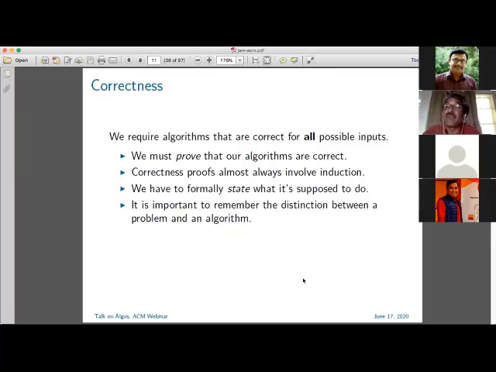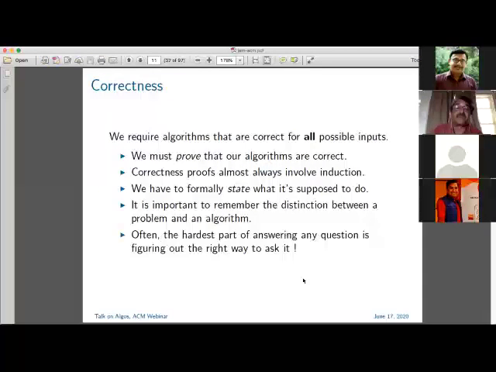Only then can you verify that your algorithm is doing what it's supposed to do. In fact, often the hardest part of answering any question is figuring out the right way to ask it. And this is not an easy question. Formulating the problem in such a way that you can actually come up with an algorithm is not easy. And this is something that we don't really teach our students, and our students don't get much of an opportunity to think about this at all. That's why I mentioned it.